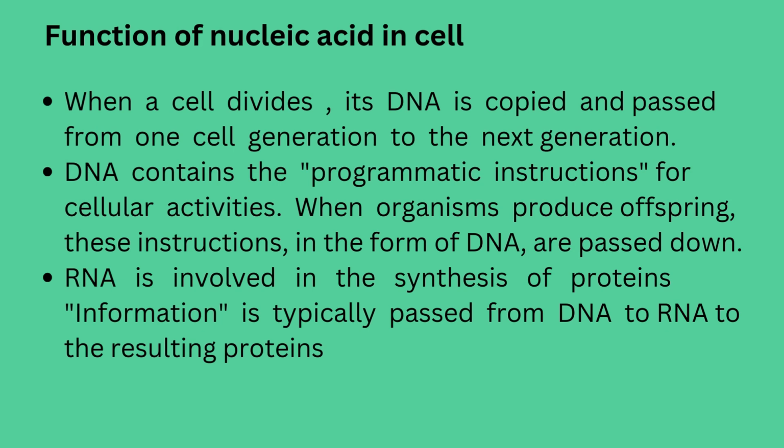When a cell divides, its DNA is copied and passed from one cell generation to the next. DNA contains the programmed instructions for cellular activities. When organisms produce offspring, these instructions in the form of DNA are passed down. RNA is involved in the synthesis of protein, where information is passed from DNA to RNA, and from RNA is synthesized into the resulting protein.